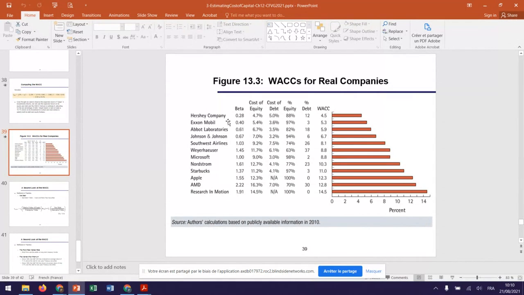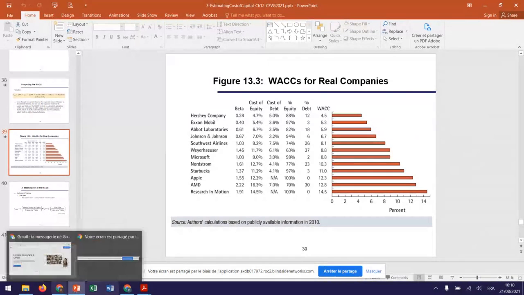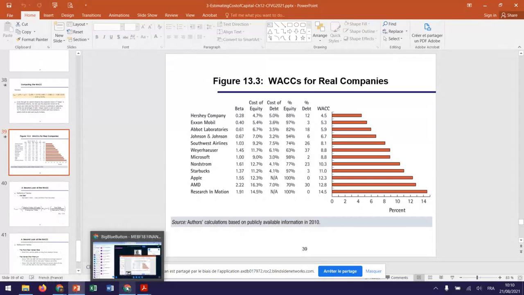As you can see here, the companies like Hershey Company, ExxonMobil, Johnson & Johnson, airlines, and the high-tech firm, and retail like Starbucks as a high beta. What is that first company? Hershey Company, what do they do? Does somebody know? They have only 0.28.